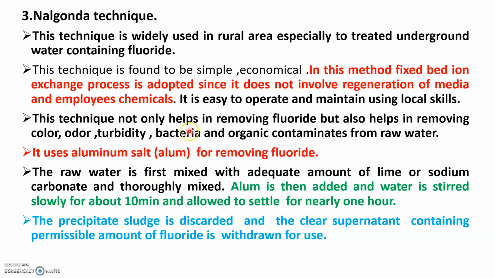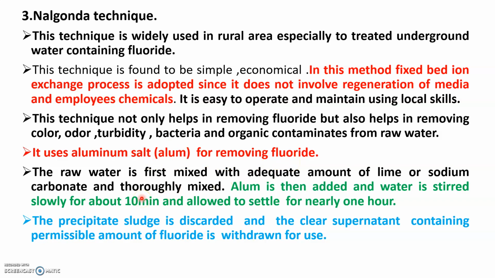We use a fixed bed process, and here there is no regeneration of media because you are employing chemicals. It is a simple operation which can be done by local or less skilled laborers. In this method, not only the fluoride content is removed, but also color, odor, turbidity, bacteria and organic contaminants. We use an aluminum salt, that is alum, for removing fluorides.